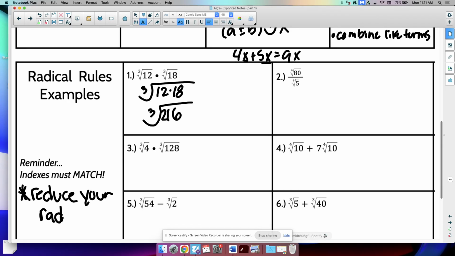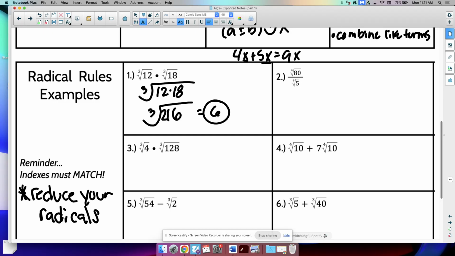So when we multiply them together, the insides multiply together to give us the third root of 216. And then just reduce your radical. Since it's a third root, you look at your x to the third list. Is 216 on there? Go all the way over. What's the third root of 216? 6. So our final answer is just 6. So always reduce your radicals at the end, but I would suggest doing the operation first.